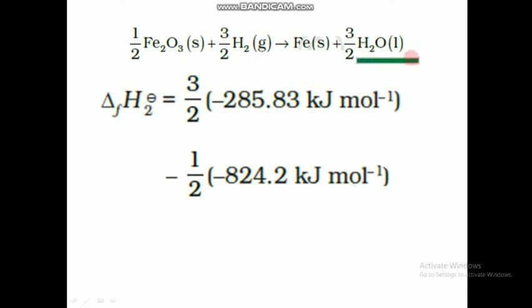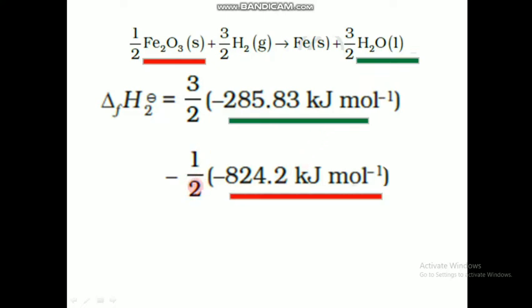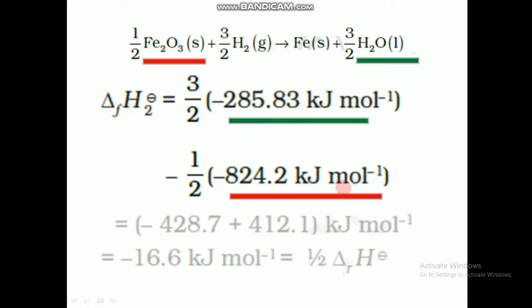So for H2O it will become 3 by 2 into negative 285.83, and for the reactant part it will become 1 by 2, which is the stoichiometric coefficient, into minus 824.2 kilojoules per mole. And we should see what is the value of this. In the last case we got 33.3 or something, and in this case we got 16.6, which is almost half of it.